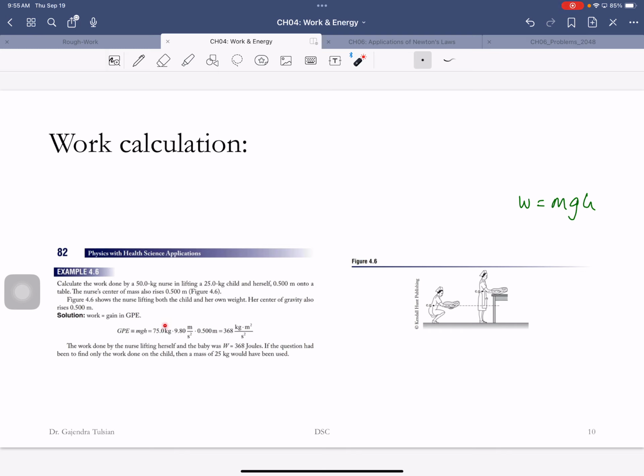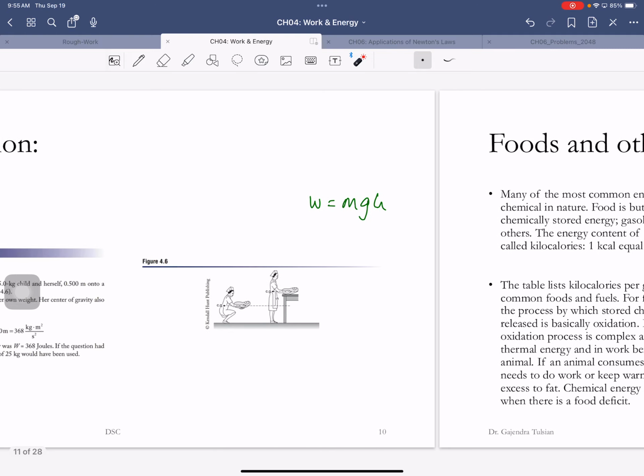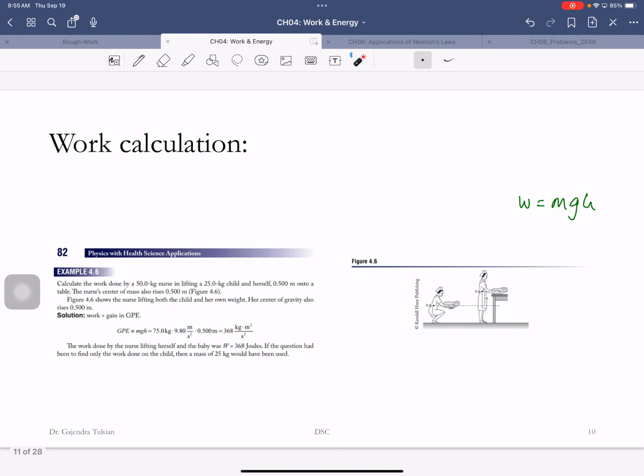So this is the combined mass, g is the acceleration due to gravity, and the center of mass rose half a meter. Half a meter is about 2 feet. And so about 370 joules of work was done in this case. If you wanted to calculate just how much work was done on the baby, you would put just the mass of the baby.